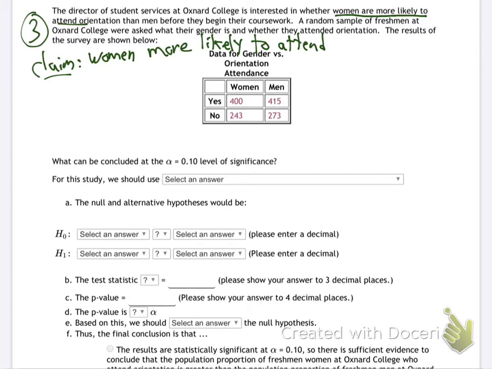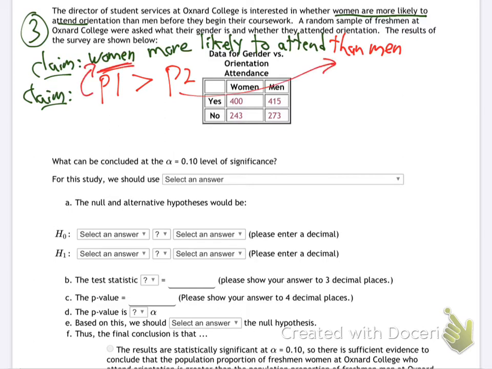So let's write that then in terms of math. We're going to have a P1 and a P2. P1 will be the women. Oh, I should have said than men, huh? More likely than men to attend. So P2 will be the men. So what am I going to do if women are more likely? That's more. It's just that straight ahead, isn't it? So you could do this without me even saying a word. No. So P1 is the men. No. P1 is the women. P1 is the women. P2 is the men. And they're saying the women are more likely. P1 is greater than P2.